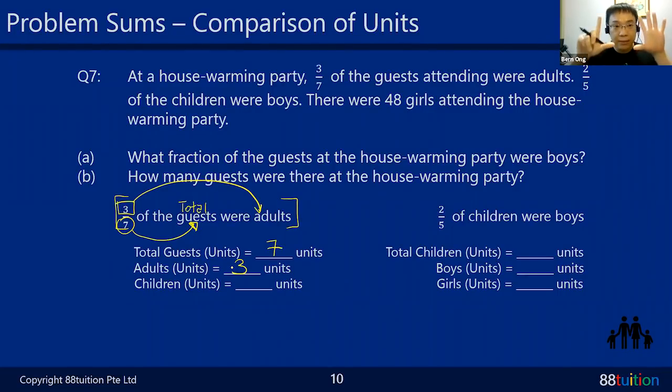So 7 is the total number of guests. 3 is the adult. So number of children will be 4 units. 7 minus 3 is 4. Not adults means children. All right. And next one.